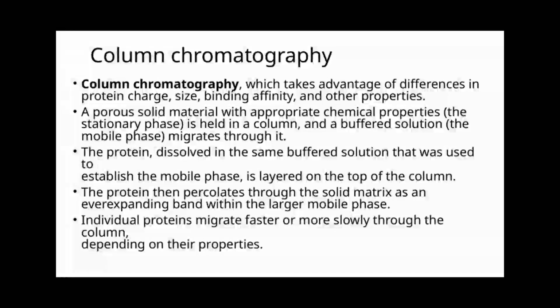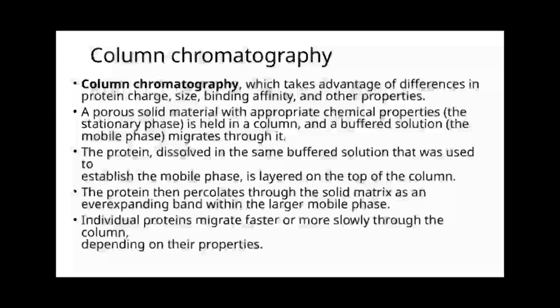From there, the protein starts to percolate through the solid matrix, forming an expanding band within the larger volume of the mobile phase. What's interesting is that different proteins will move through the column at different rates. Some will migrate faster, others more slowly, depending on their unique properties. This separation allows us to isolate specific proteins based on how they interact with the stationary phase and how they move with the mobile phase.